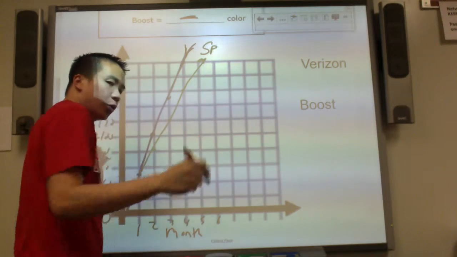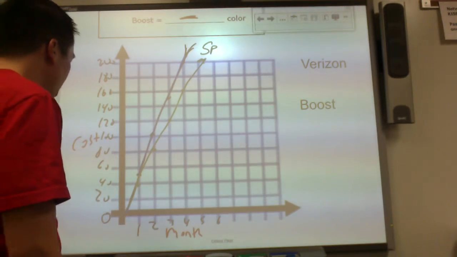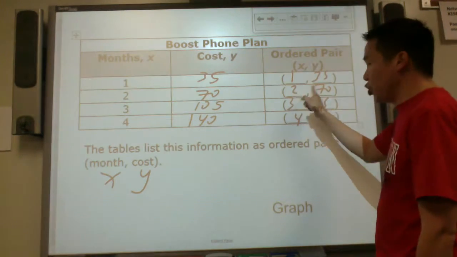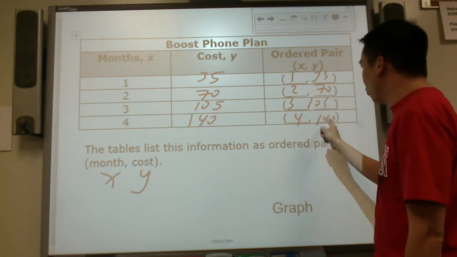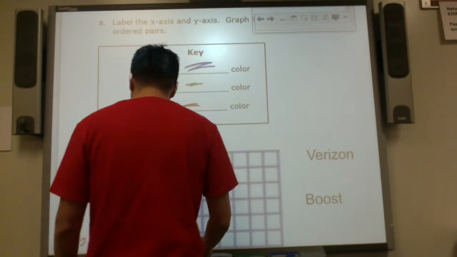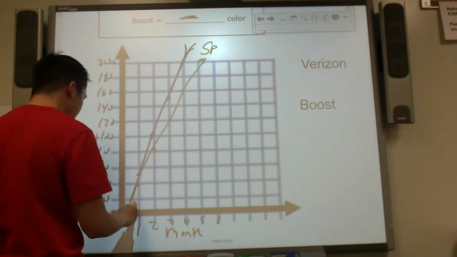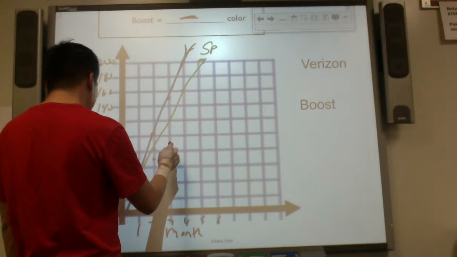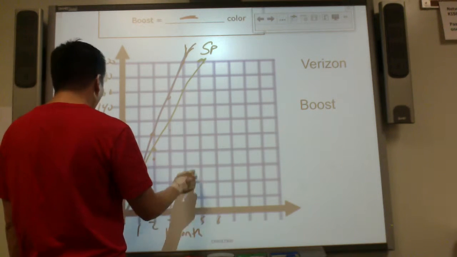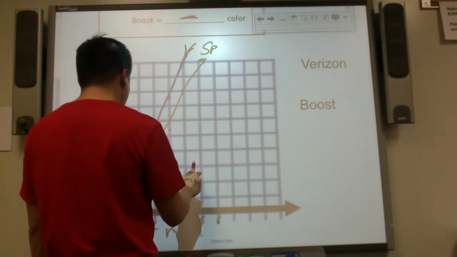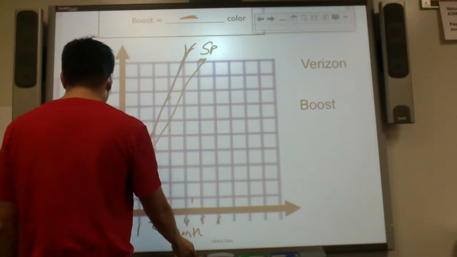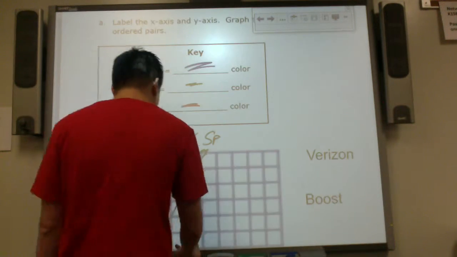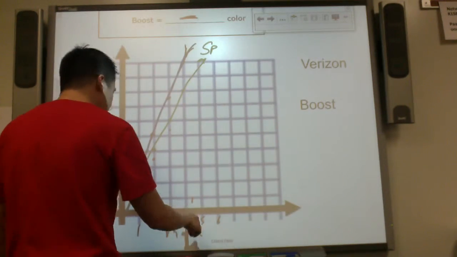The red will represent Boost Mobile. 1 month 35, 2 months 70, 3 months 105. I can't remember what 4 months was. 4 months 140.